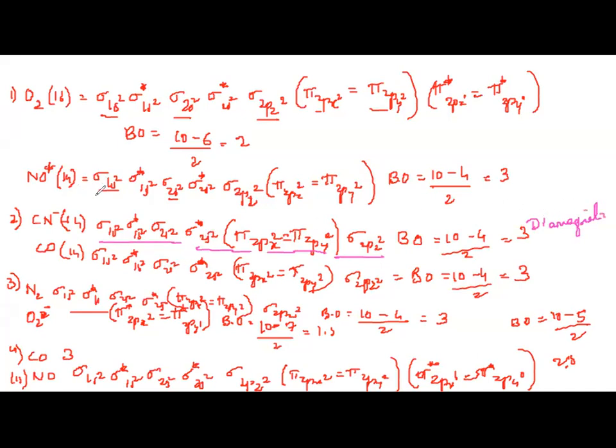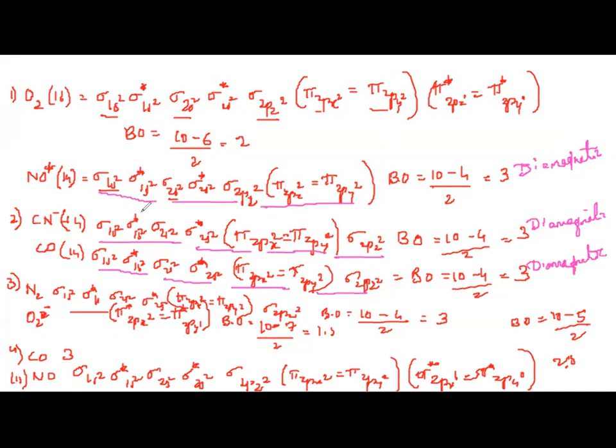Okay, let us observe the second. NO plus is given. Fine. NO plus, all the electrons are paired. Here they are paired. Here also they are paired. So NO plus is also diamagnetic. Correct? Then the third option is CO. CO is having paired electrons, so it is also diamagnetic.